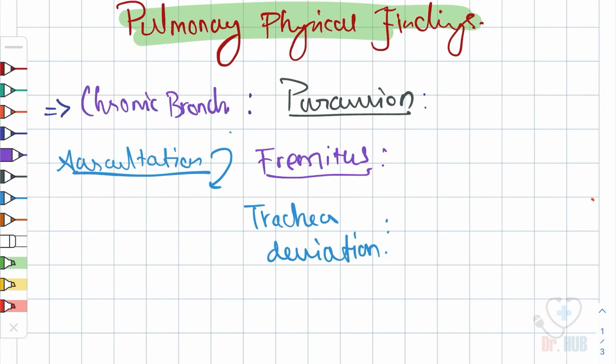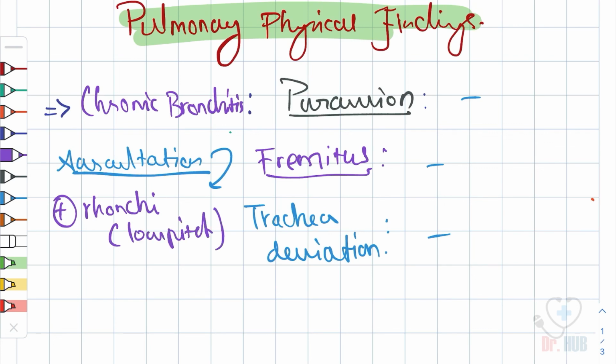Chronic bronchitis. On percussion, fremitus and tracheal deviation, it is not prominent. And on auscultation, there is positive rhonchi, that is low pitch, and positive wheezing.